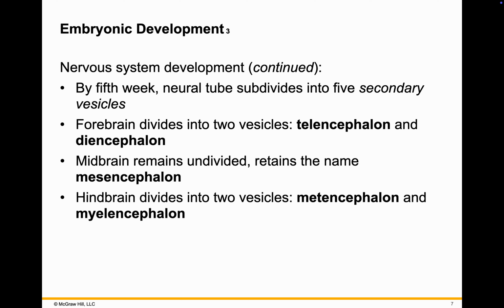By the fifth week, the neural tube is going to subdivide further and form 5 secondary vesicles. So the forebrain will split into the telencephalon and the diencephalon. The midbrain doesn't divide, it remains the mesencephalon. And the hindbrain divides into 2 vesicles, the metencephalon and the myelencephalon.